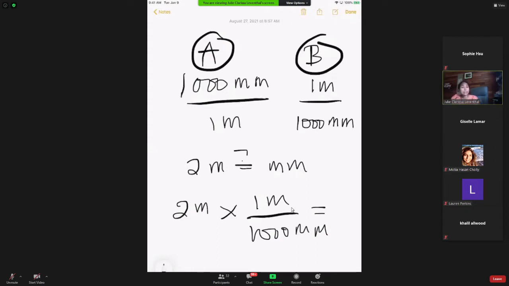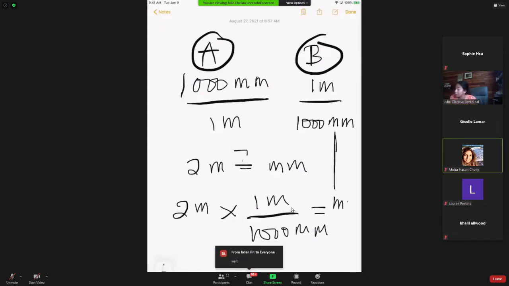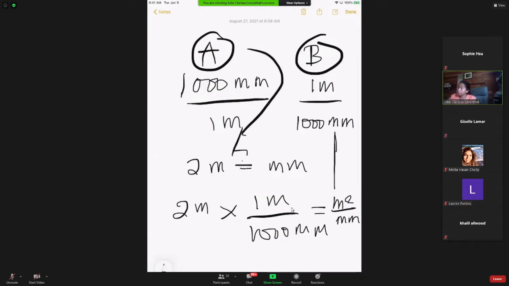Like I said, units are like numbers. If this is a multiplication sign, then you would also have a multiplication happening with your units. So here, meter times meter is what? It's going to be meter squared over millimeter. You're not converting it from one unit to the next, right? So that is not how you convert meters to millimeters. It's going to have to be A then. You understand what I'm saying?